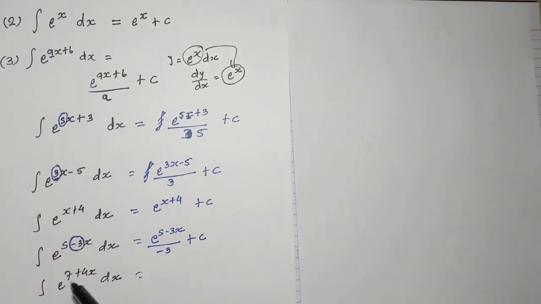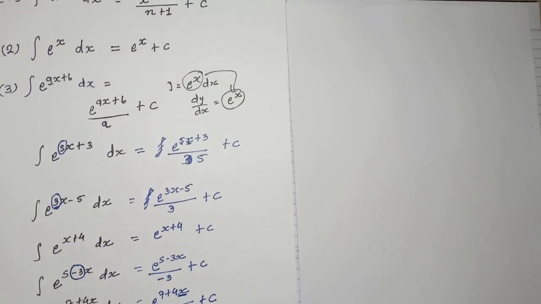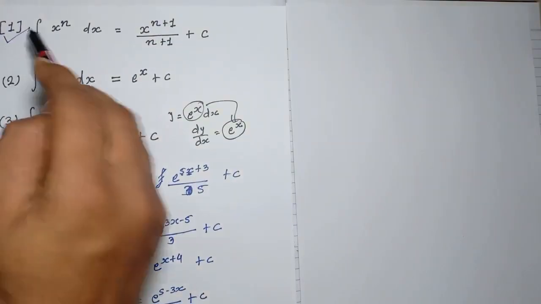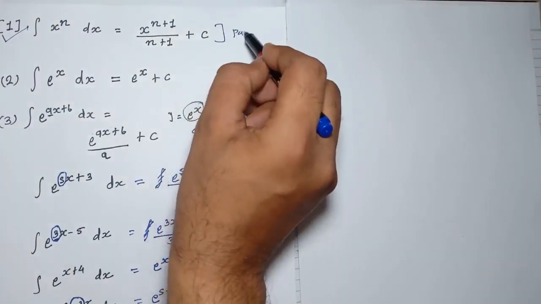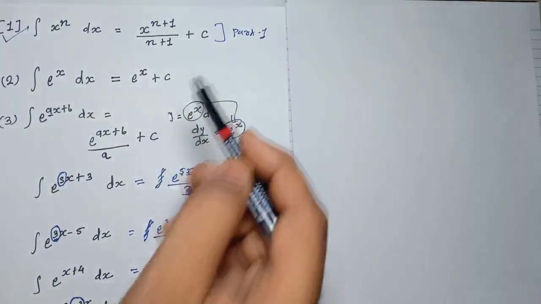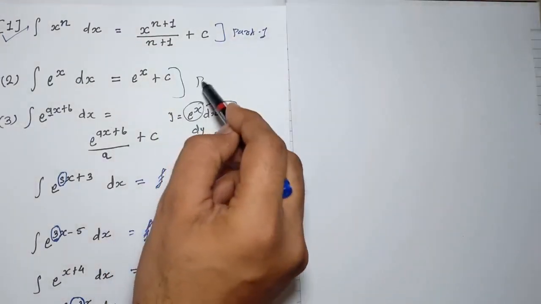Now here, e raised to 7 plus 4x. So 7 plus 4x as it is, divided by what is multiplied with x, that is 4, divided by 4, plus c. Clear? So there are two rules we have to understand, second and third. In the first video we cleared the first rule. It is clear in part 1. Now in part 2, we have the second and third.